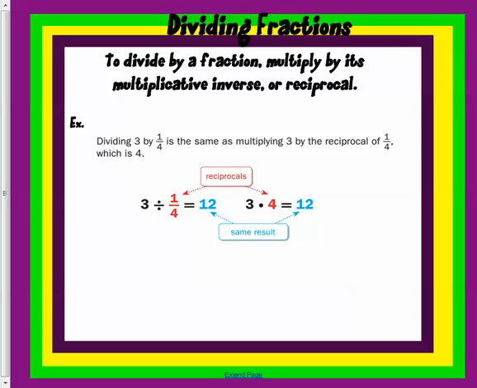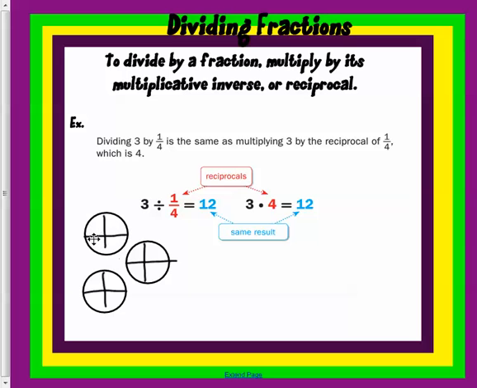if I have 3 divided by 1/4, then I have 3 circles, each cut into fourths. So I end up with 12 pieces. Or if I flip this 1/4 over, it's like having 4 over 1 or just 4, and 3 times 4 is also 12. Will you please draw this example in your notebook?